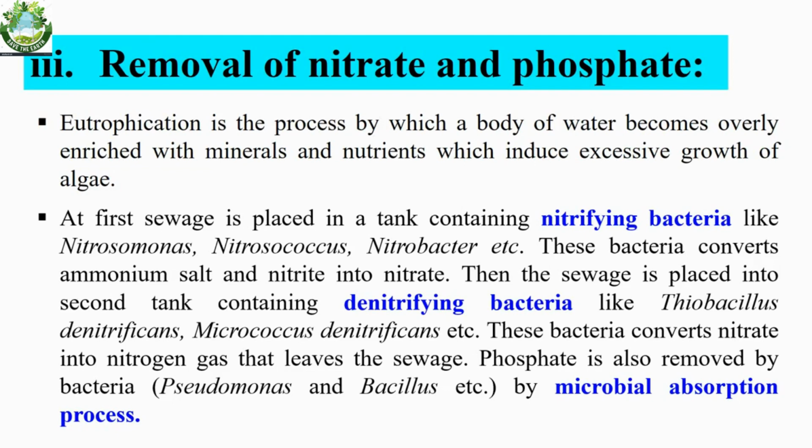Firstly, they are treated with the nitrifying bacteria, which convert ammonium salts and nitrite into nitrate, and then in the second tank they are treated with the denitrifying bacteria, which convert this nitrate into nitrogen gas, which just leaves the sewage. And the phosphate is removed by the adsorption process of microorganisms, and generally used microorganisms are like Pseudomonas and Bacillus.